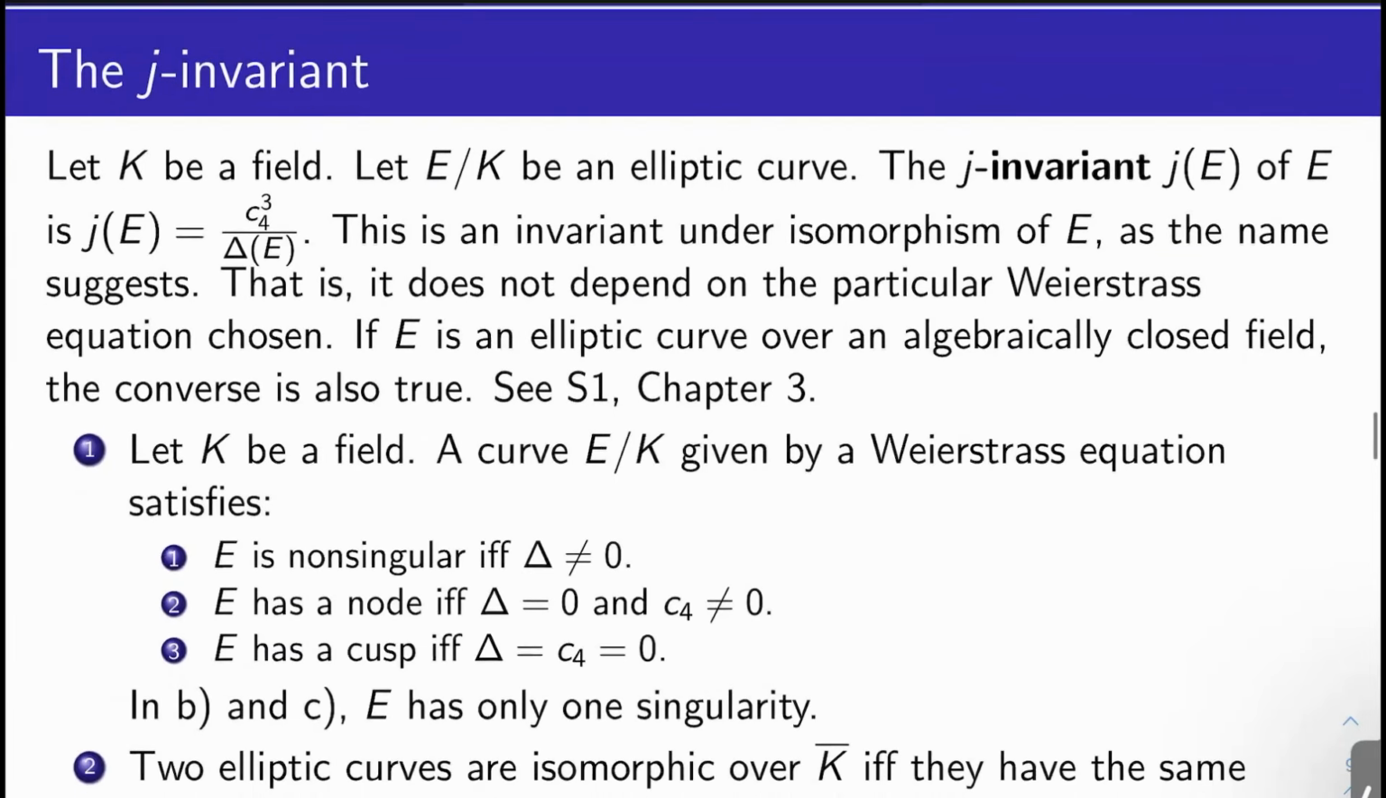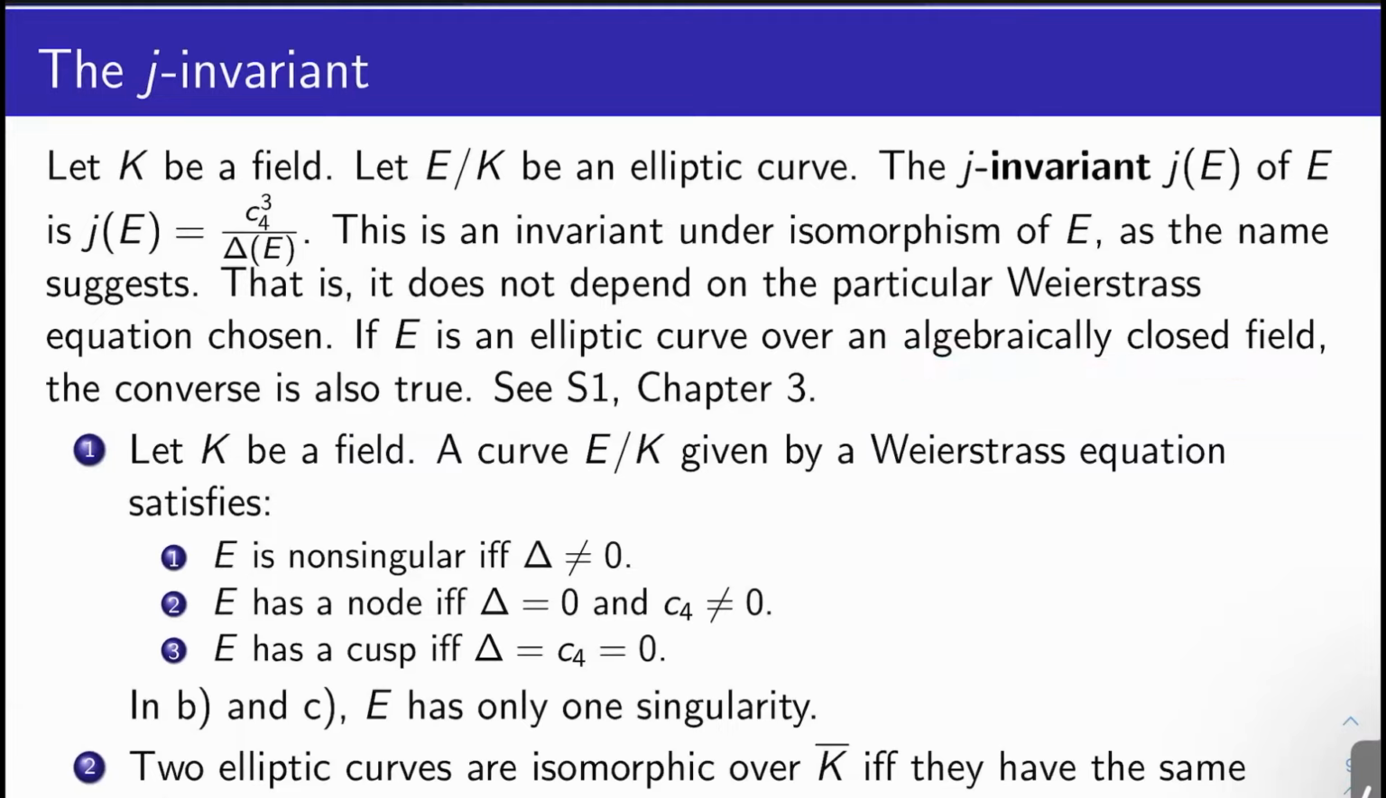So how about the J invariant? Let's let K be a field. Let's let E over K be an elliptic curve. The J invariant, J of E, is given by C4 cubed over the discriminant of E. This is actually invariant under isomorphism of E, as the name suggests. That means it doesn't depend on which particular Weierstrass model for the curve I choose. If E is an elliptic curve over an algebraically closed field, the converse is actually true as well.